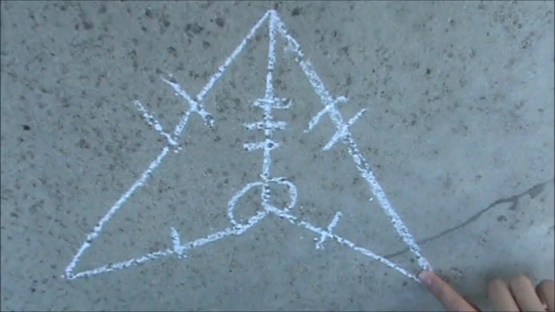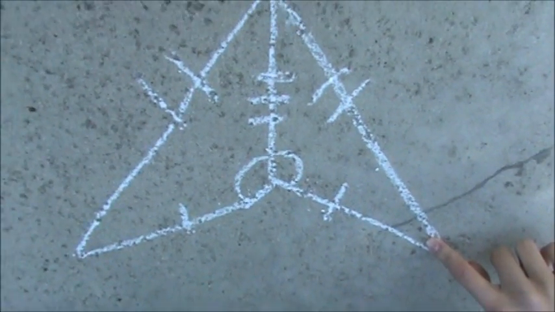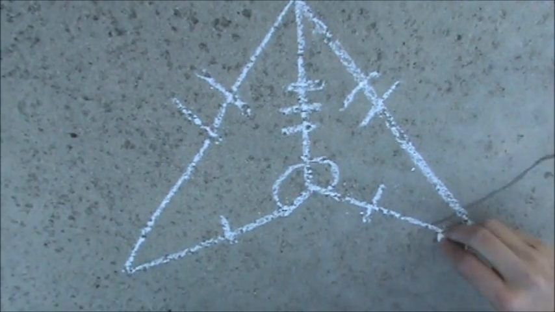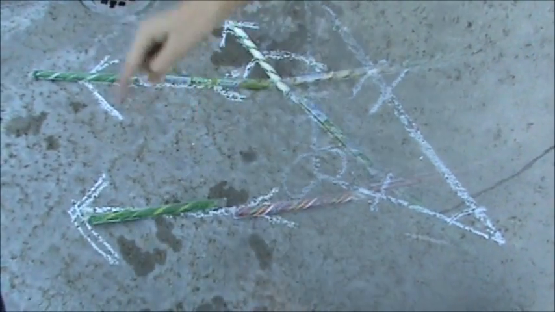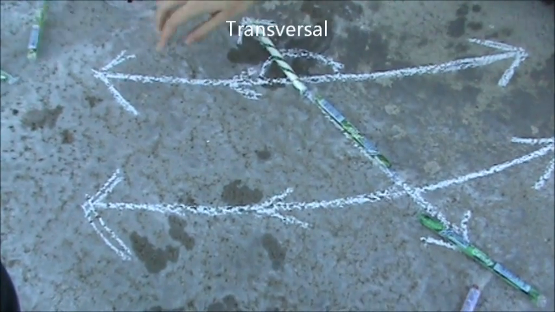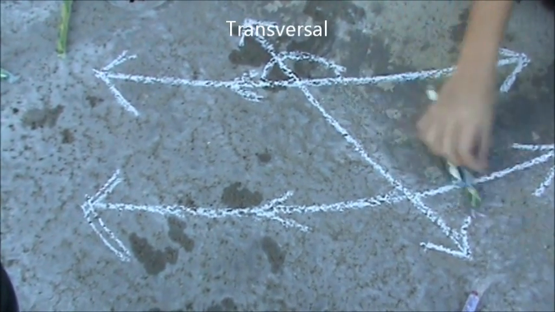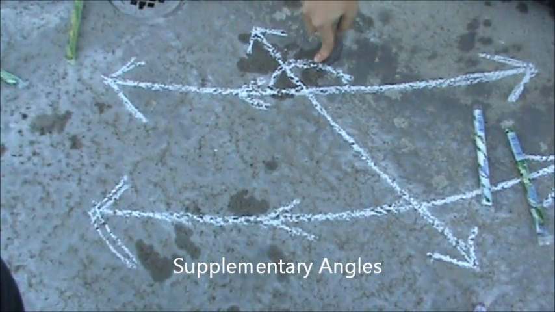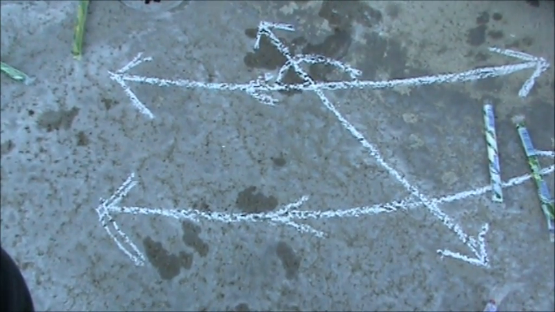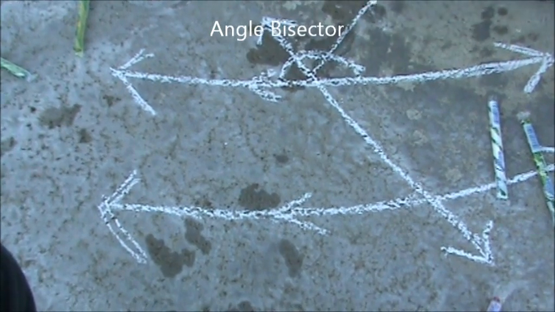So if we take this angle right here, and we know that these 2 triangles are congruent, we can now know that these 2 angles right here are congruent. So these lines here are parallel lines, which never intersect. And this is cut by a transversal. These 2 are supplementary, which are 180 degrees. And if you do this, you get an angle bisector.